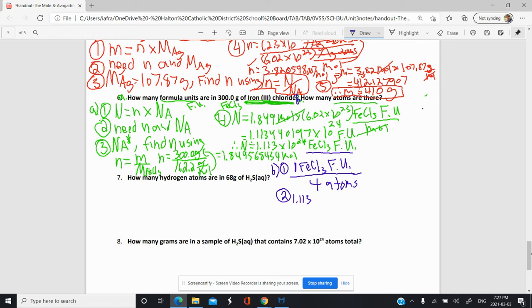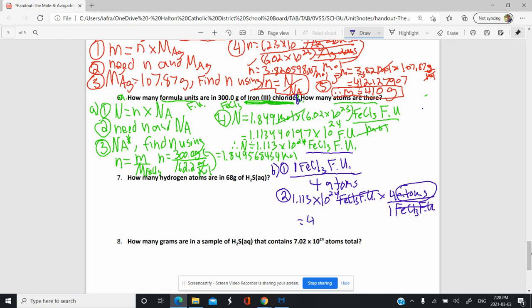So I'm going to write it down the way I had it rounded here, but in reality, I'm using my non-rounded answer. So times 10 to the power of 24 FeCl3 formula units. Multiply that by 4 atoms for every 1 FeCl3 formula unit, because that allows me to cancel these out. And I'm left with atoms. And so I do that times 4.